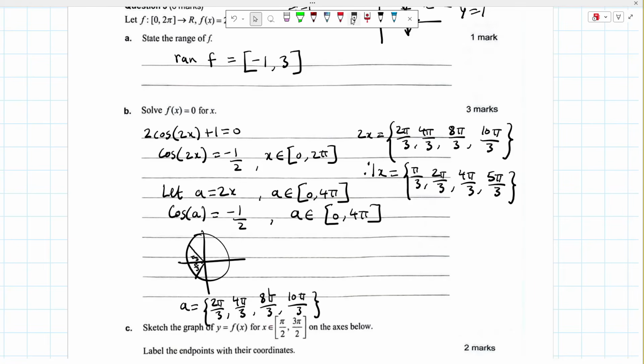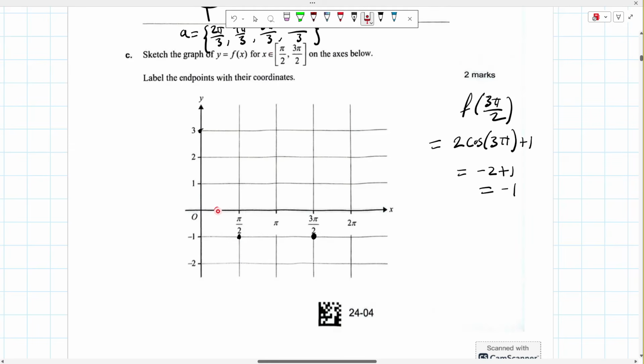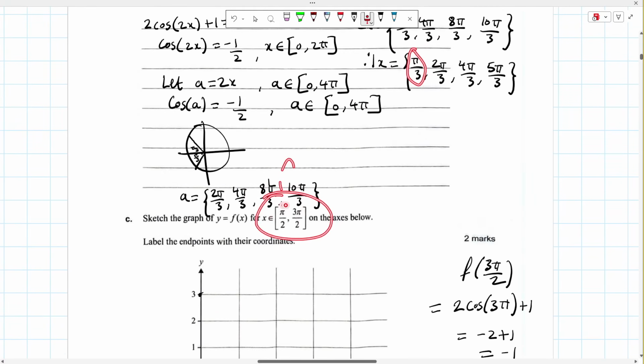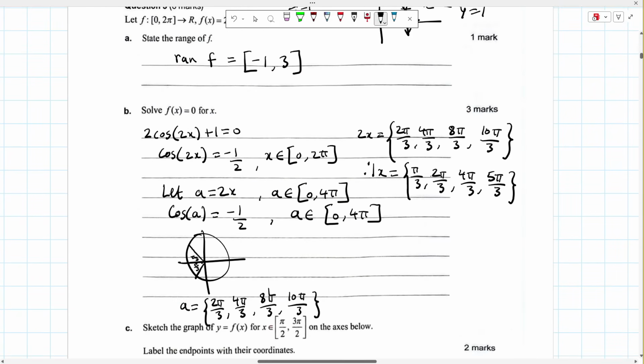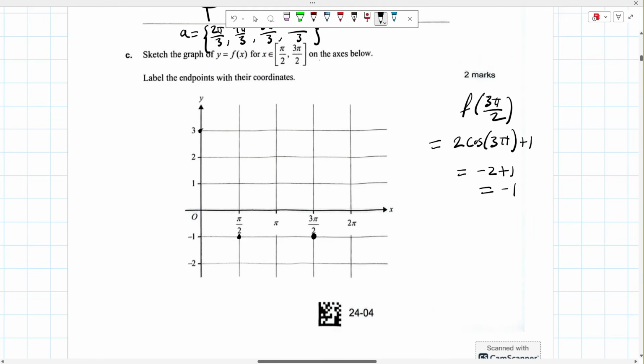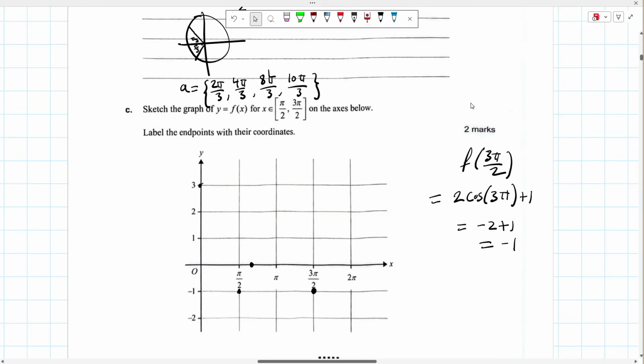And now let's try to see where the x-intercepts are. There's an x-intercept at pi on 3, but that would be somewhere over here. That's outside of our domain that they've given. The next one is 2 pi on 3, which is within the given domain, so let's put that over here. And then the next one is 4 pi on 3, which is also within the given domain. So that's going to be around here. Yeah, that should make sense.